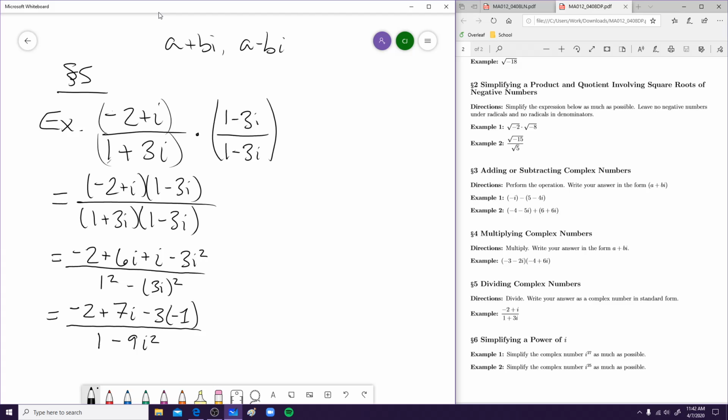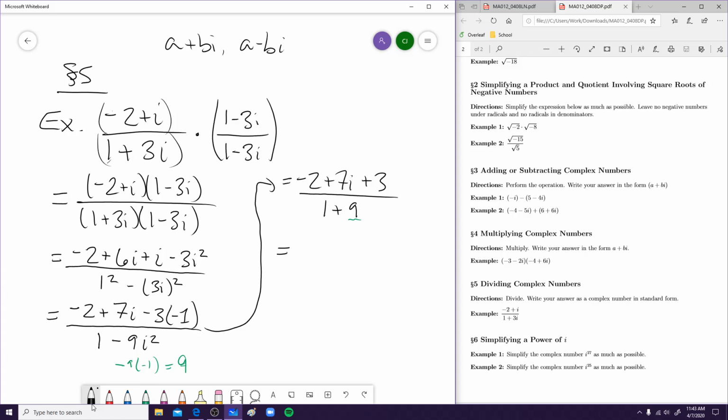I'm running out of space, so let's bring our work up here. So up here we have -2 plus 7i. -3 times -1 is positive 3. And then we have 1 minus 9i squared. So i squared is minus 1. -1 times -9, that is positive 9. So maybe in a different color, I'll put this work right here. So -9 times -1, that is positive 9. And that's how we get this value.